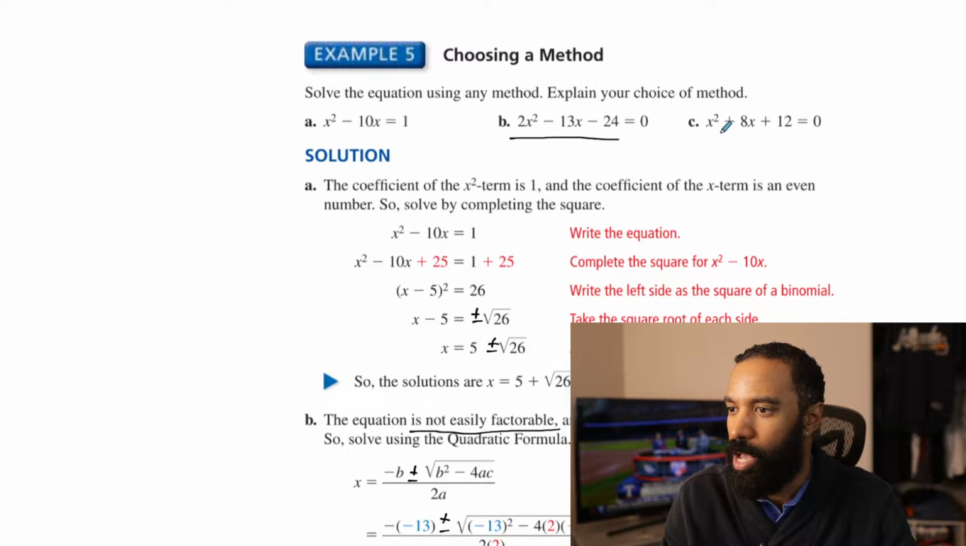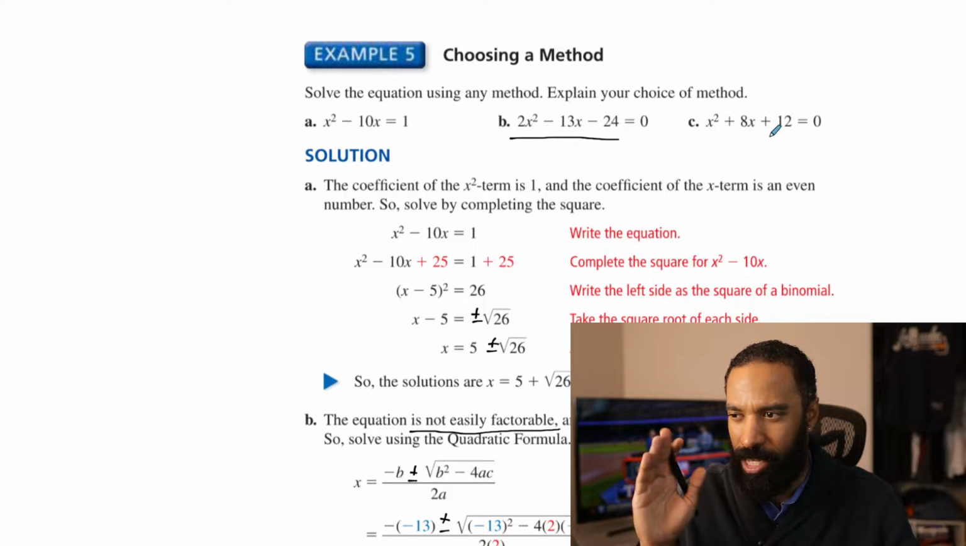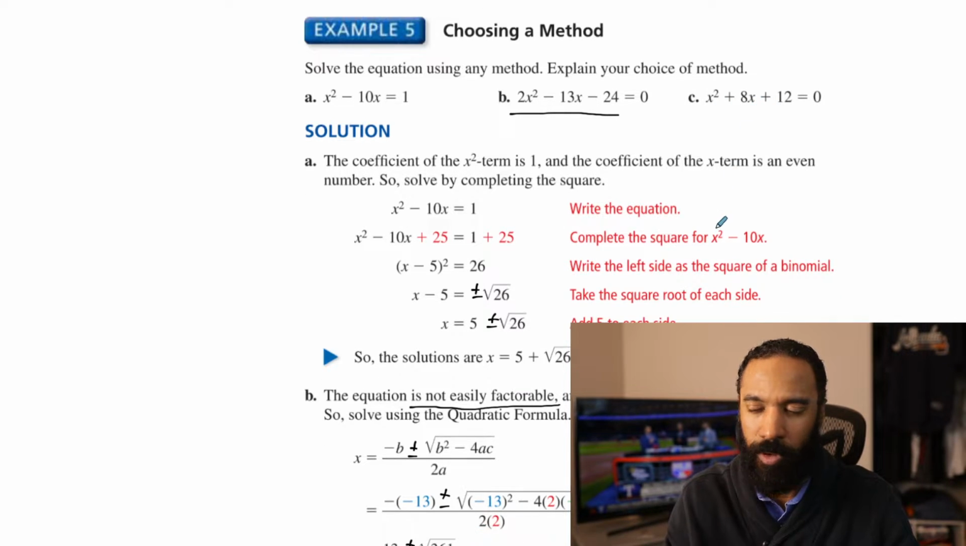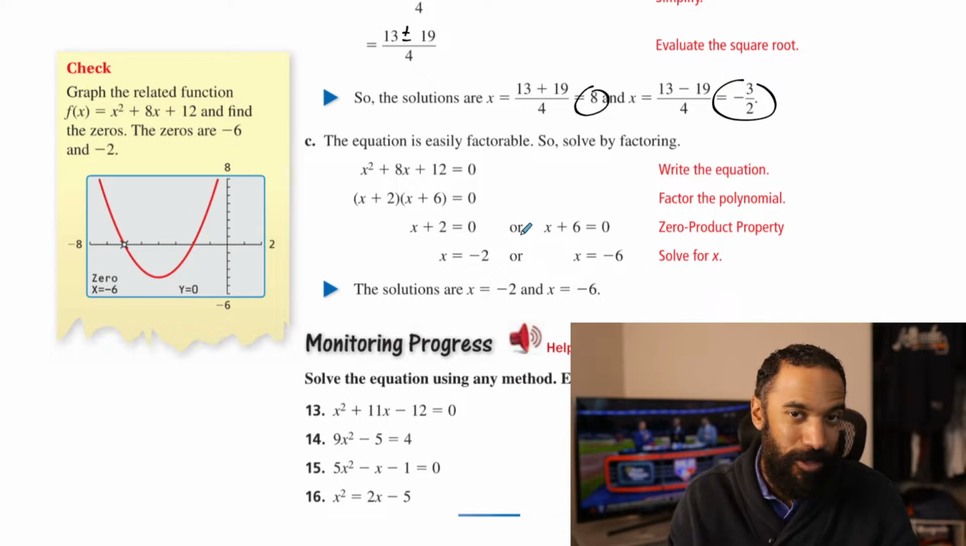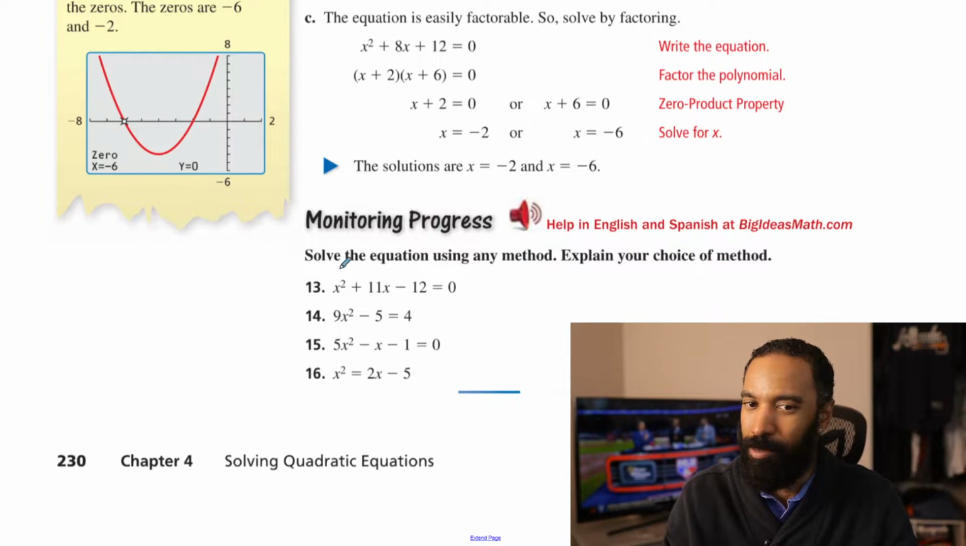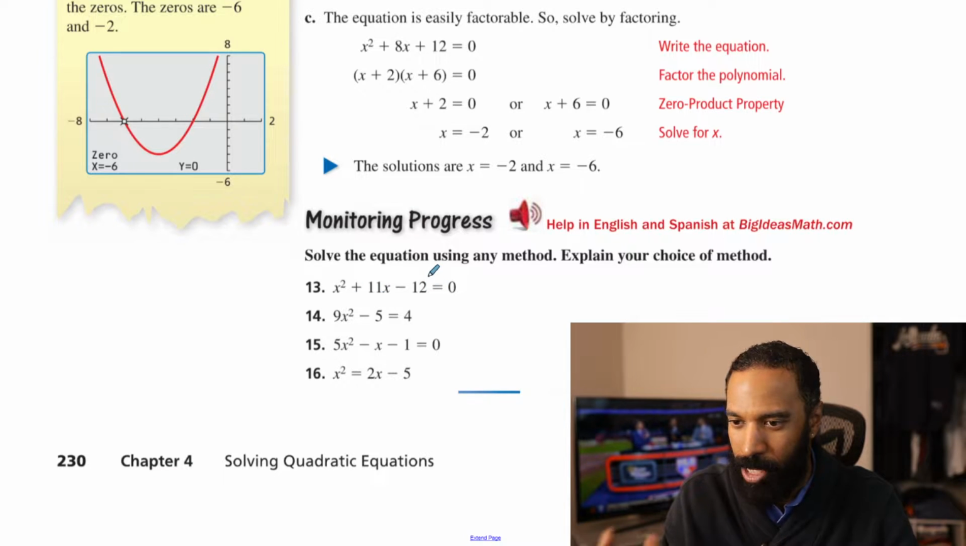Part C, what's x squared plus 8x plus 12? That's x plus 6 times x plus 2, so factorable. X is negative 6, negative 2. So they're going to say if it's easily factorable, you do it. So it all depends. Let me tell you a few more of these. I would x plus 12, x minus 1. I'd solve that by factoring.